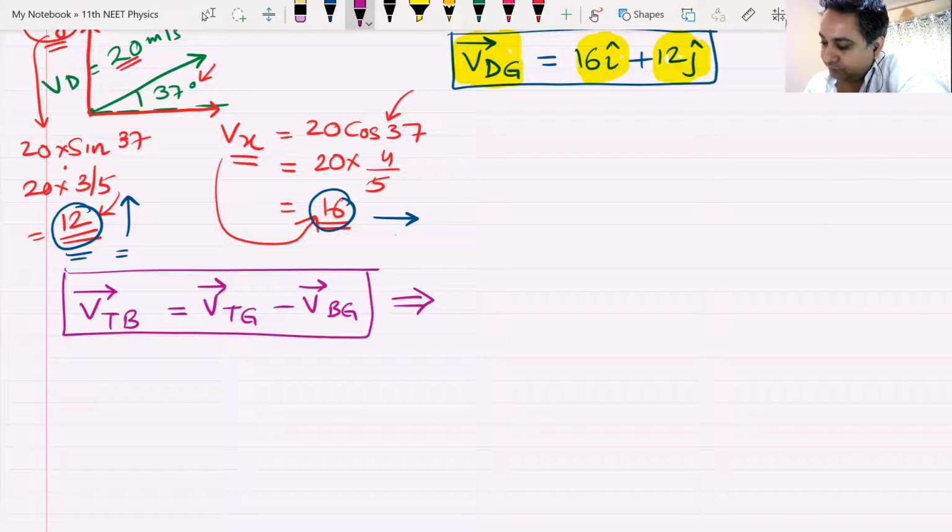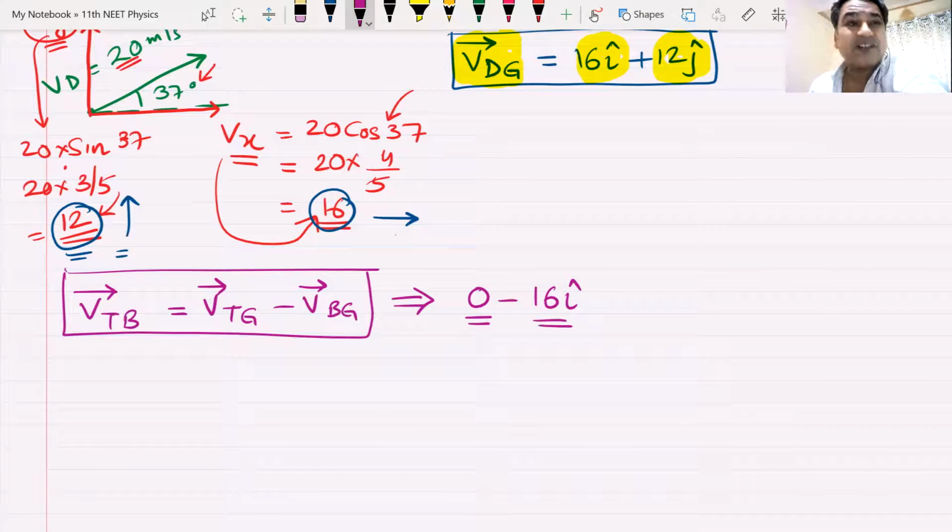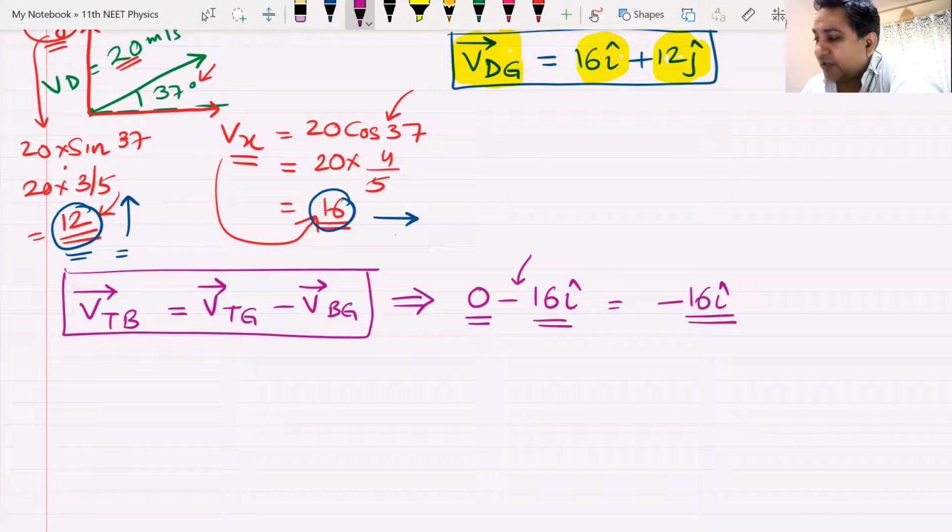So it's 0 minus 69. 0 is the velocity of tree with respect to ground, it does not move. 69 is the velocity of boy with respect to ground, it does move. It is plus 69, but the minus comes from the formula. So the final answer is minus 69. Minus 69 is the velocity of tree with respect to boy. Am I clear with this one?